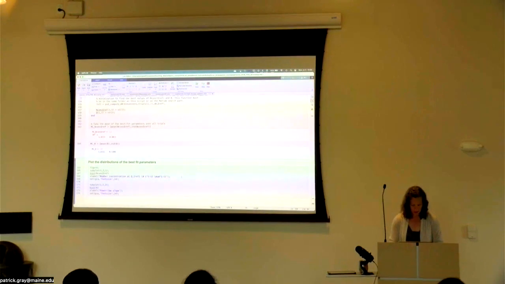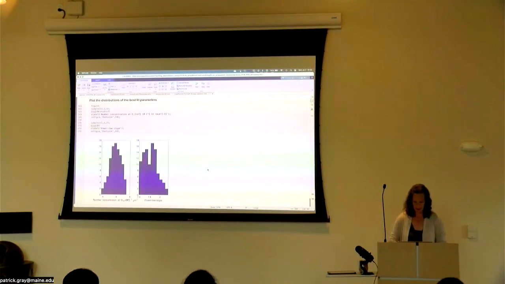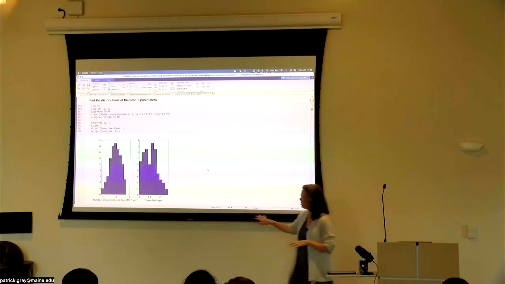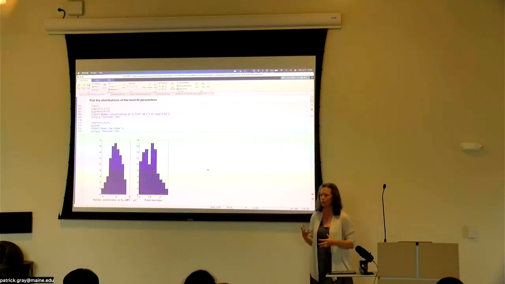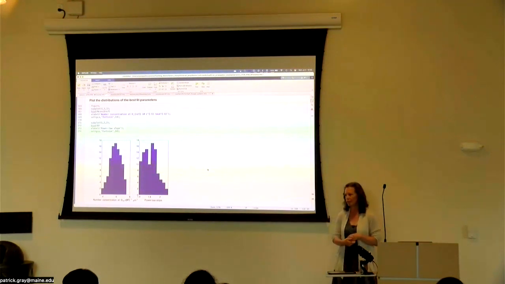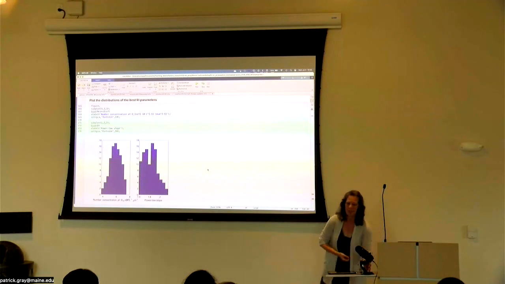And this is just a little histogram. So this is our distributions of number concentration on the left and the power law slope on the right coming out of this. You can see there's quite a lot of variability just based on how well we can actually measure the concentration in each bin.